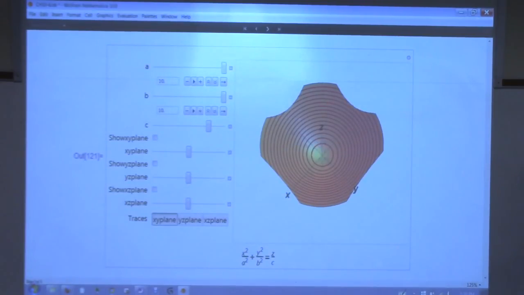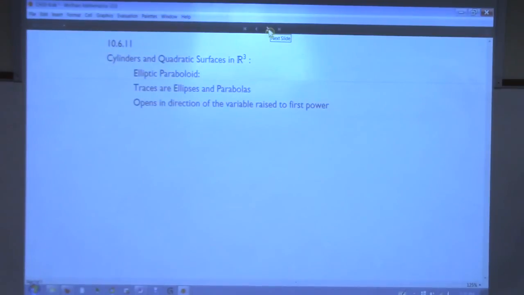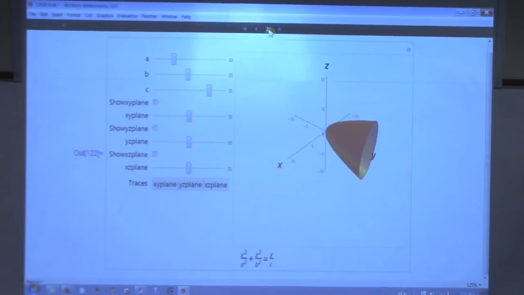Okay? Good question. That's like all ellipses. A circle is a special case of an ellipse. Right? That's all the same thing. Elliptic paraboloids. So you have ellipses and parabolas. And the same thing, different direction though.